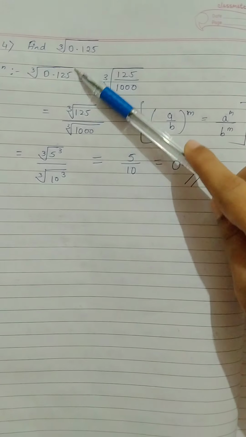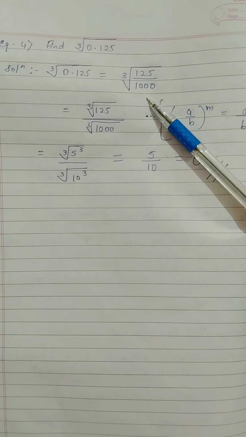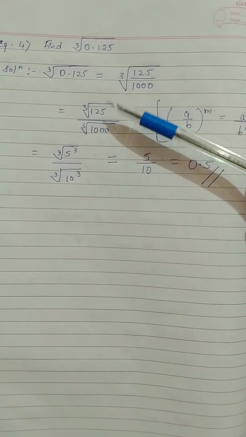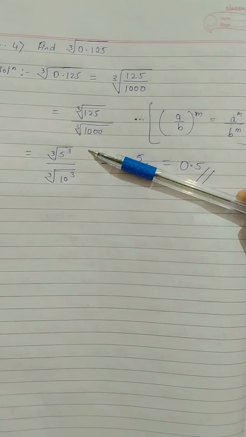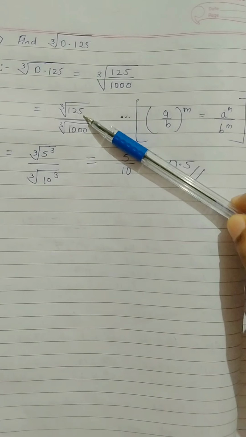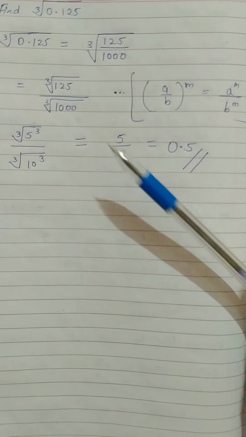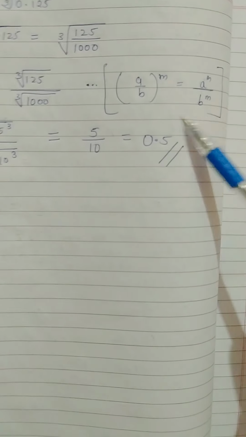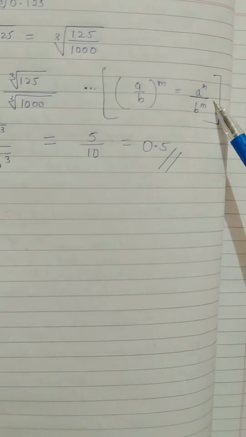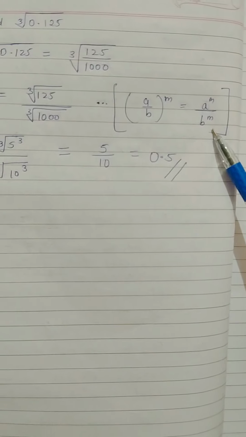So now after the decimal there are 3 digits. So 125 is divided by 1000, so that decimal will move. Now we have to show it differently. So cube root of 125 upon cube root of 1000. We can see the formula over here: a upon b, raised to whole bracket m, is equal to a raised to m upon b raised to m.